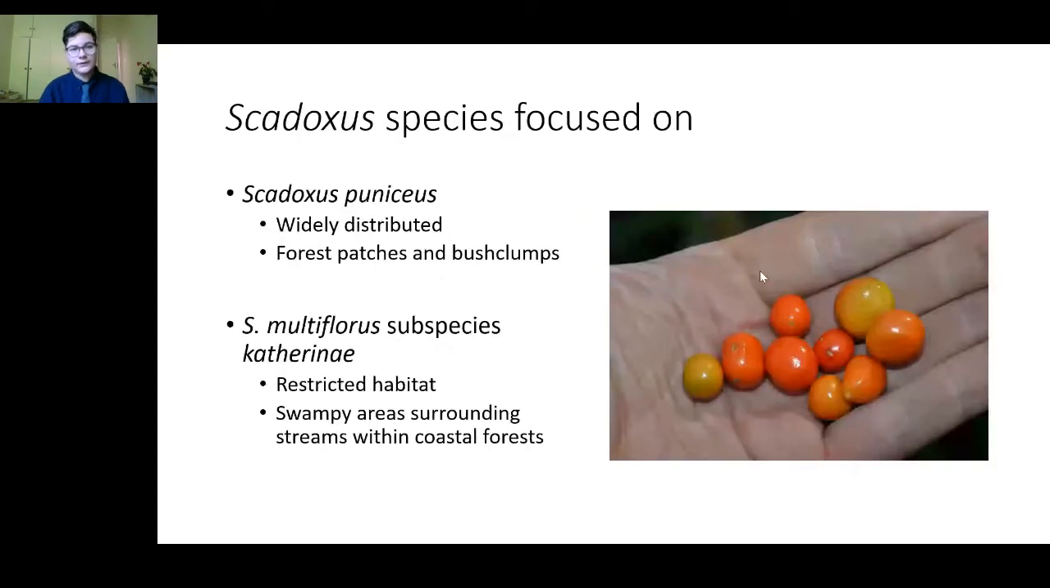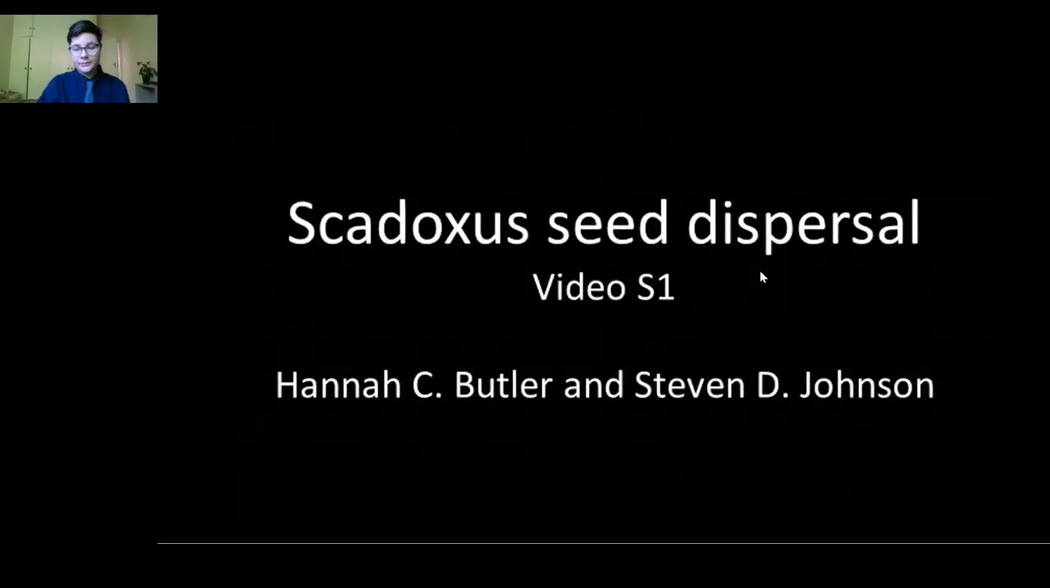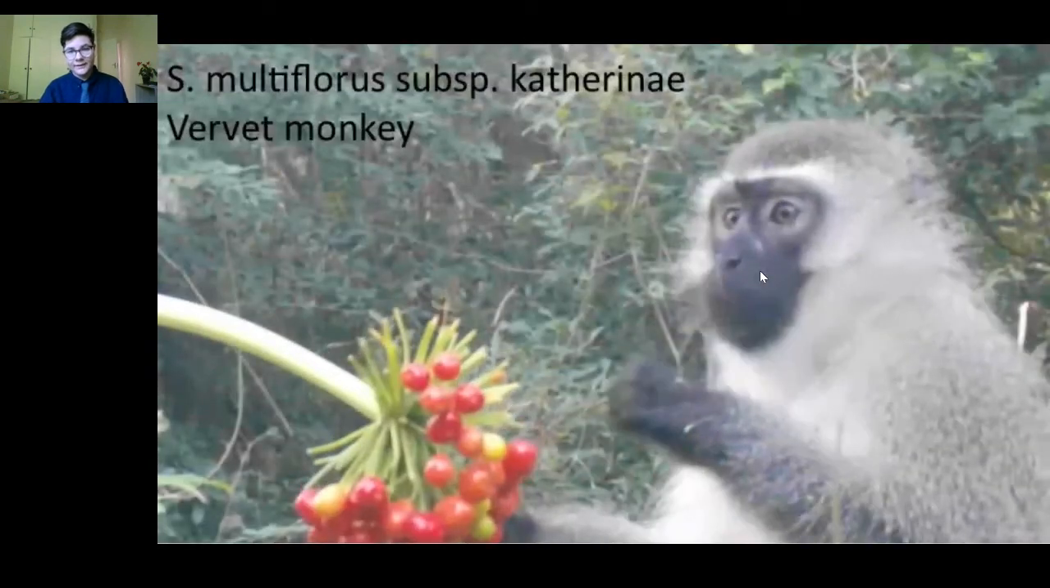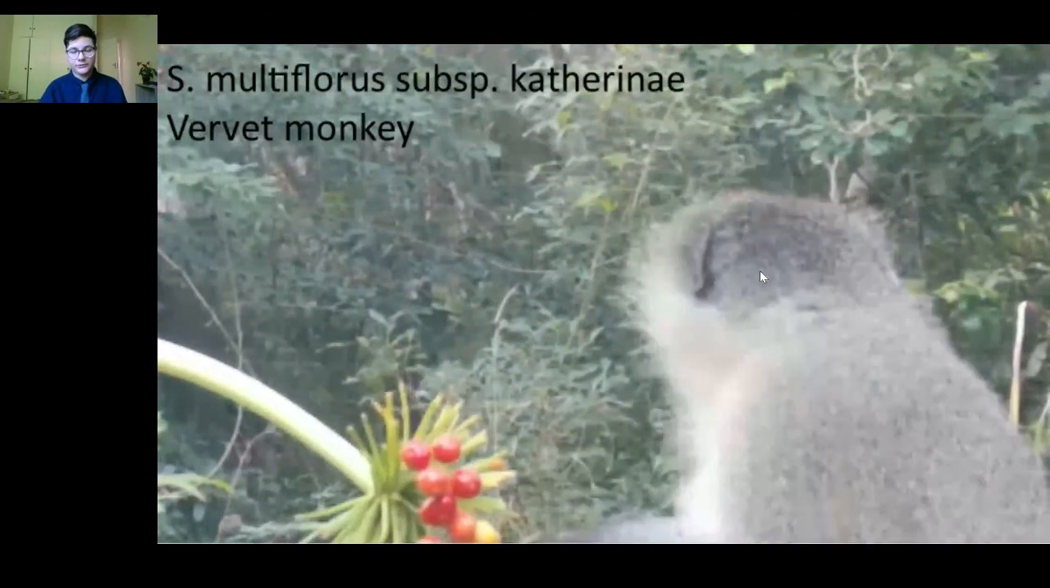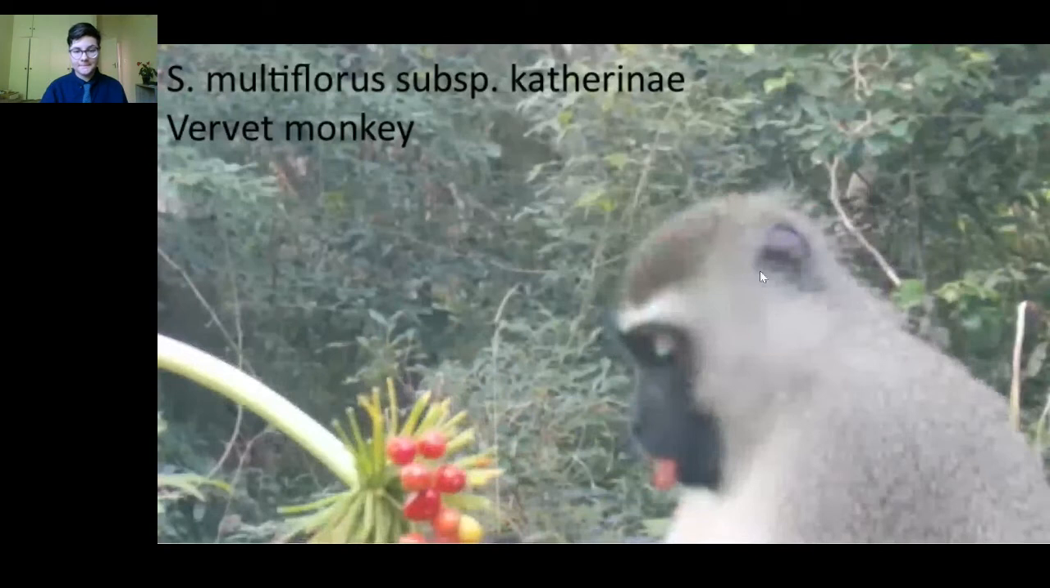Well, I looked at 2 species, Scadoxus puniceus. This species is widely distributed and found in forest patches and bush clumps, and Scadoxus multiflorus subspecies katherinae. This species is restricted in its habitat to swampy areas surrounding streams within coastal forests. So we set up some video traps on the infructescences, and this is what we found. So this is a vervet monkey interacting with the fruits of Scadoxus multiflorus subspecies katherinae.